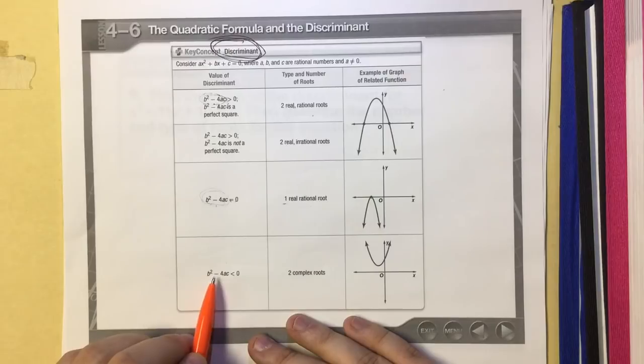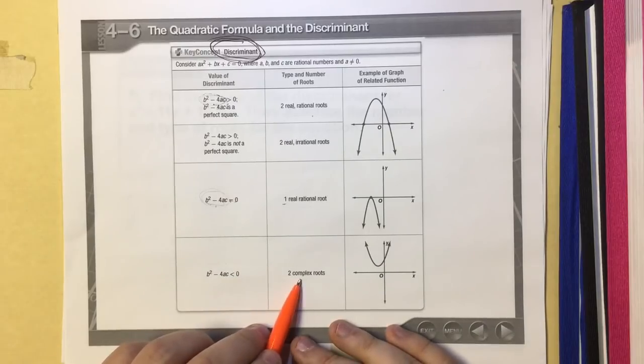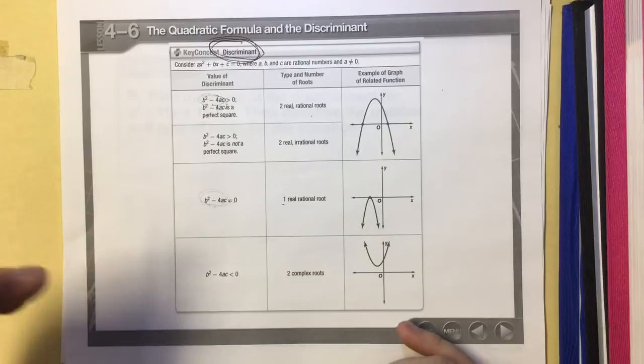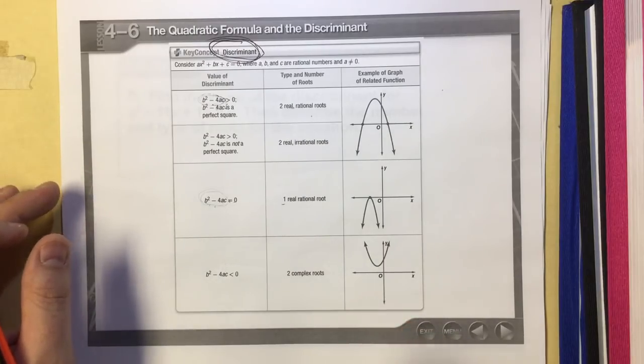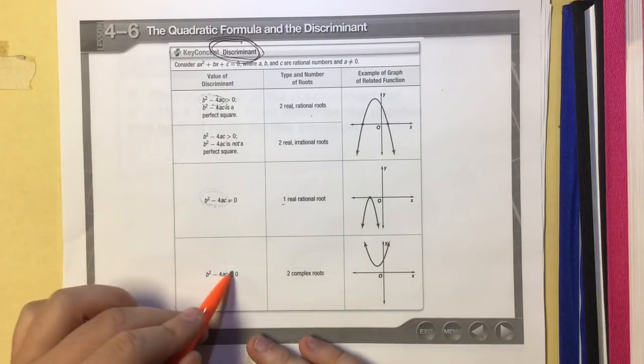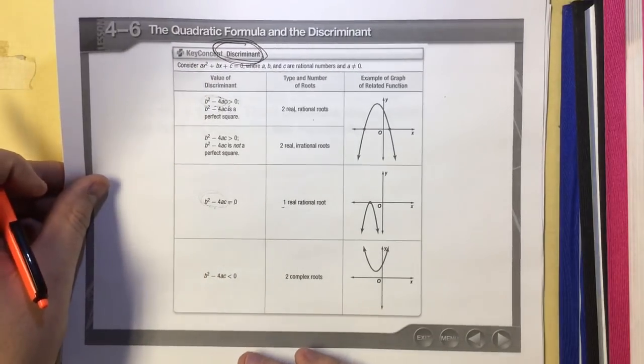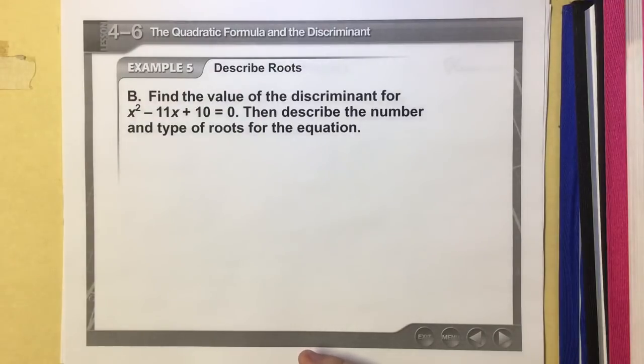So the last case we can have is if our discriminant is a negative number, being less than 0. If the discriminant, b squared minus 4ac, is less than 0, you're going to get 2 complex roots. Those are the ones that are going to have those i's, those imaginary units. And again, that's because you're going to be taking the square root of a negative number, which is where that imaginary unit i comes from.